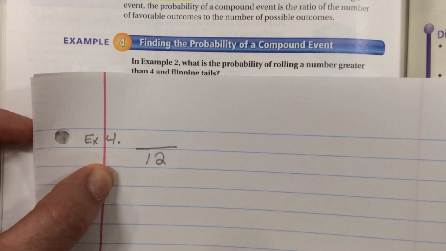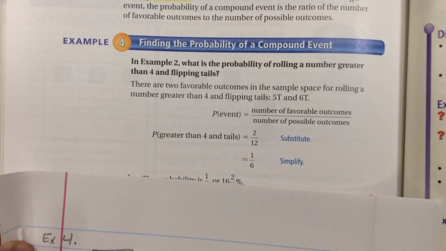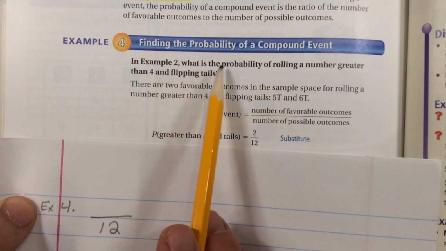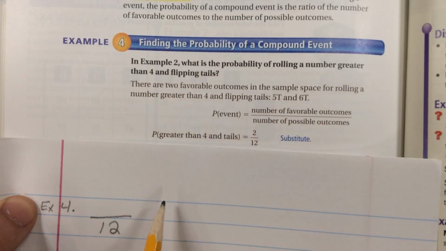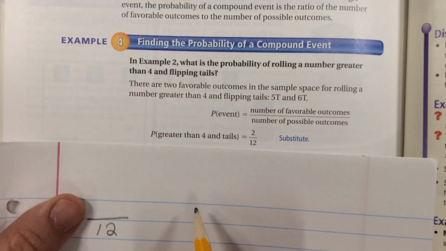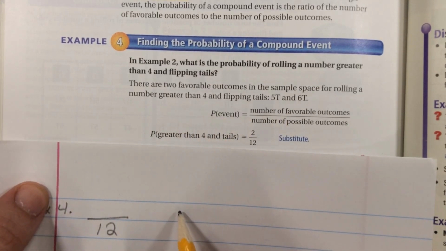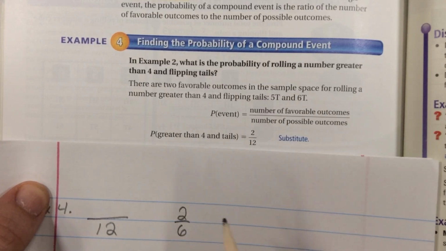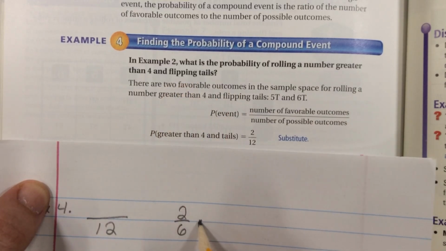12 things can happen. Now we want to know what is the probability of rolling a number greater than 4 and flipping tails? So what's the probability of rolling a number greater than 4? Well, there's 5 and 6. So there's 2 out of the 6 that would satisfy that first thing. And flipping tails. Well, there's 1 out of 2 chance of flipping tails on a coin.